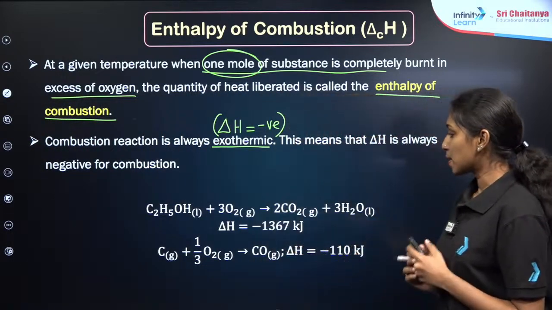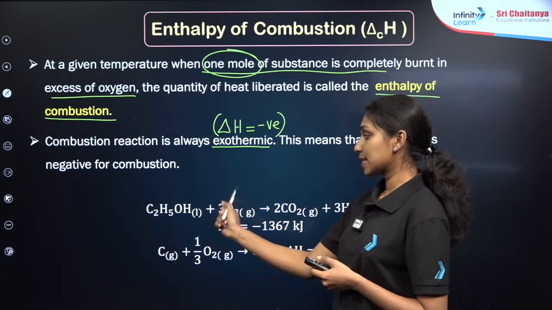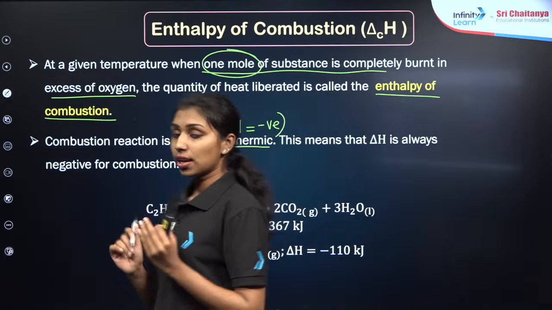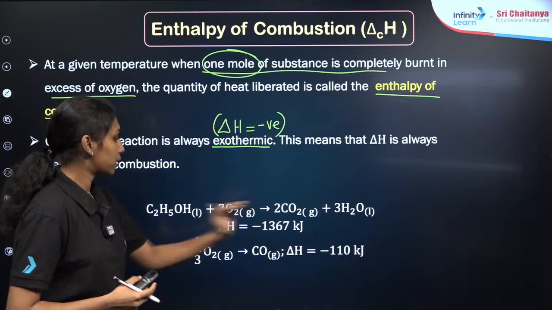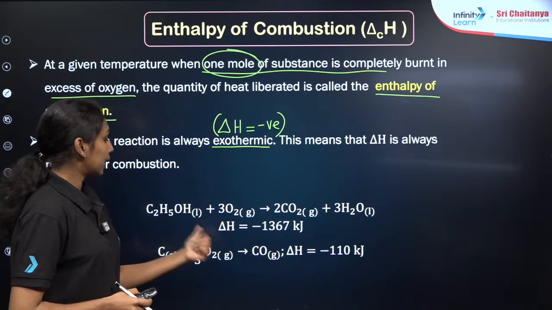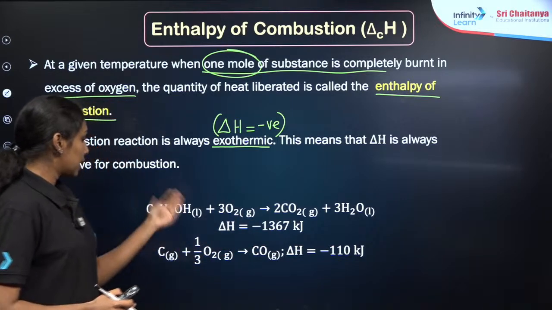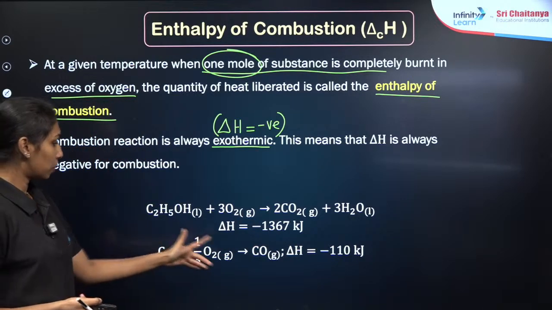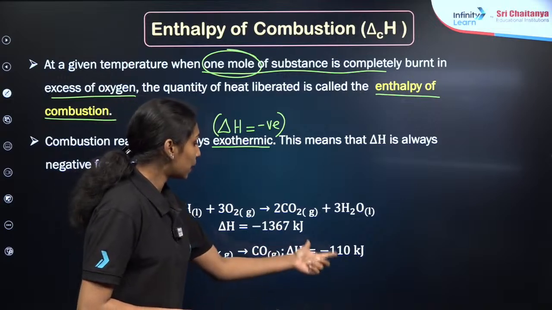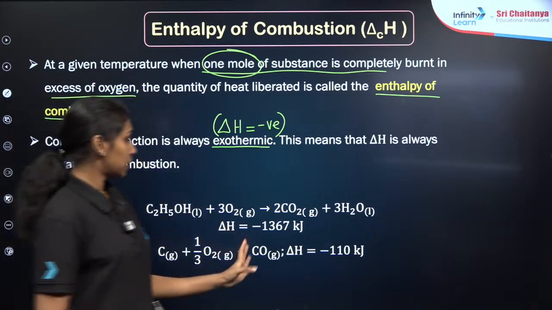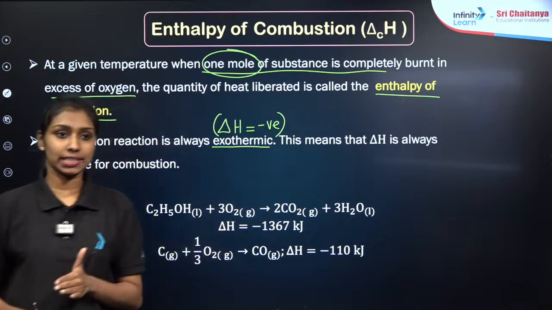So that you can see some examples here. The first case is the combustion reaction of ethanol: C2H5OH (liquid) plus 3 O2 gives 2 CO2 plus 3 H2O, a combustion reaction, right? The delta H value is given here as minus 1367 kilojoules. Similarly, the combustion of carbon to give carbon monoxide has a delta H value of minus 110 kilojoules, which means this is an exothermic reaction having a negative delta H value. Clear?